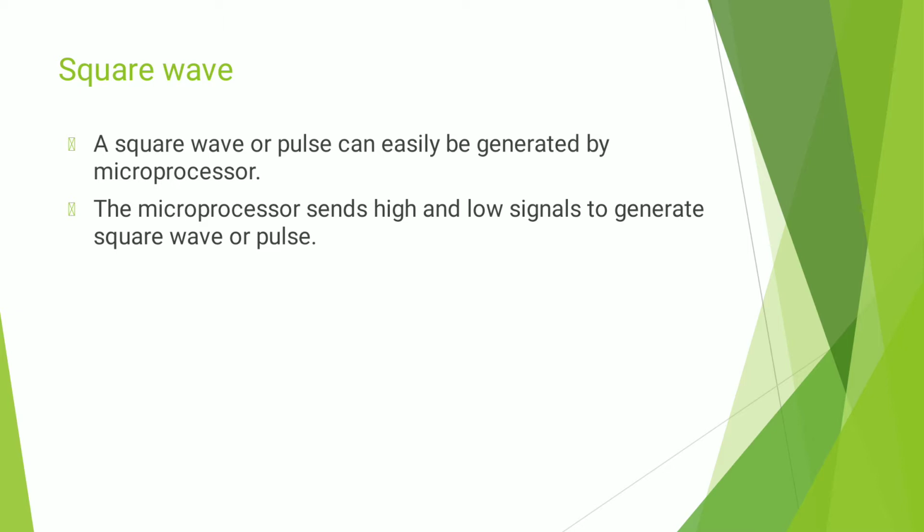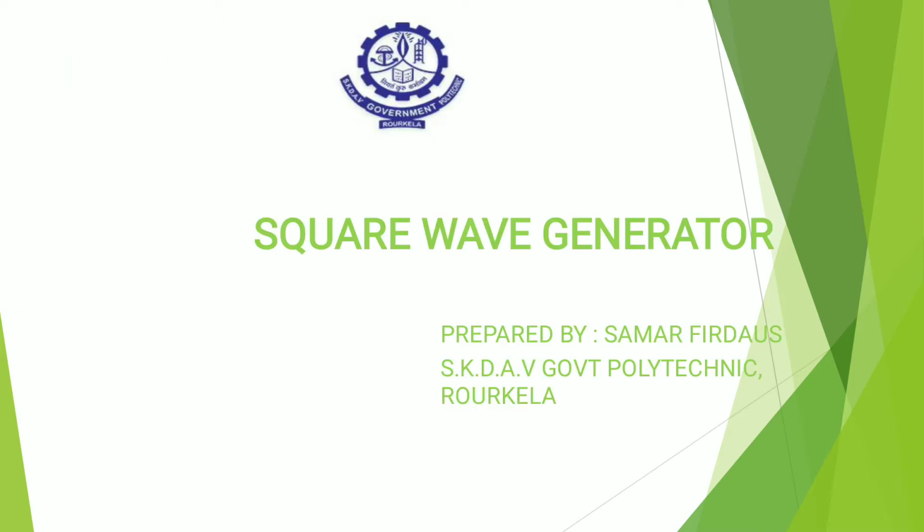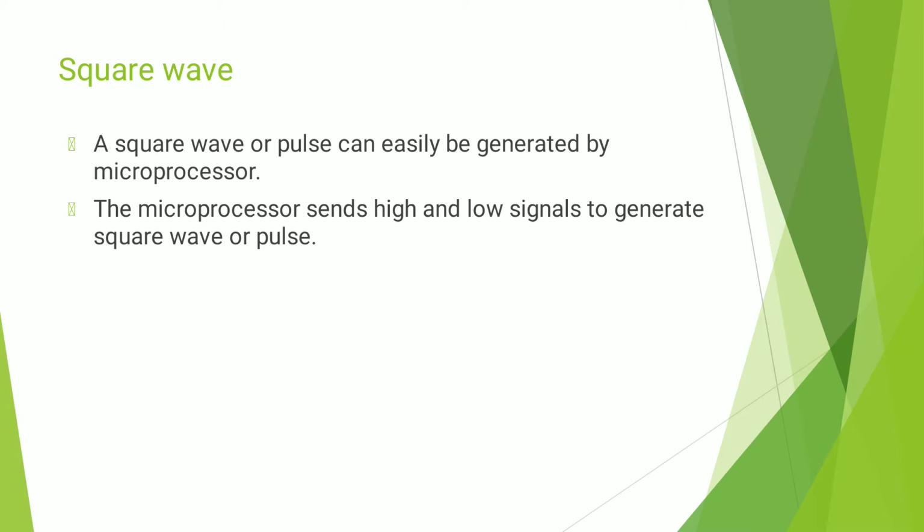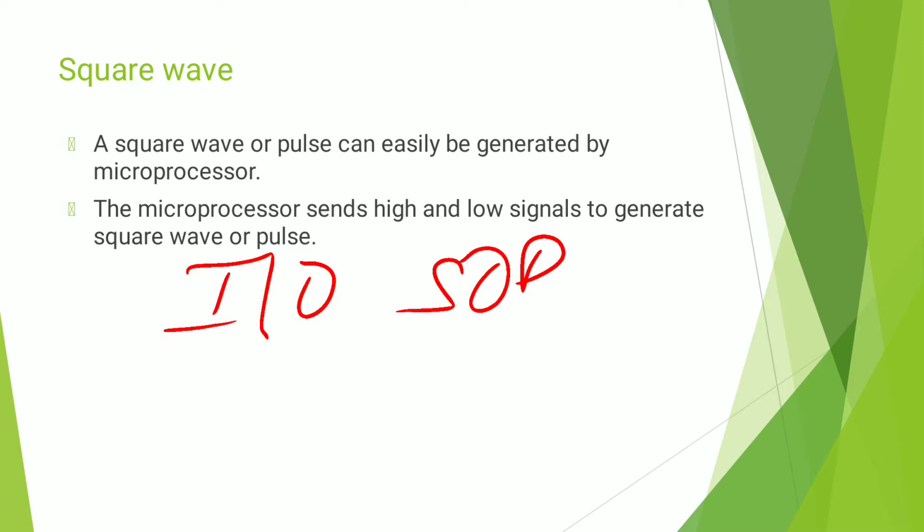A square wave or pulse can easily be generated by a microprocessor. The microprocessor sends a high and then a low signal to generate a square wave or pulse. A pulse or square wave can be generated using an IO port, or SOD line, or timer counter, that is 8253.